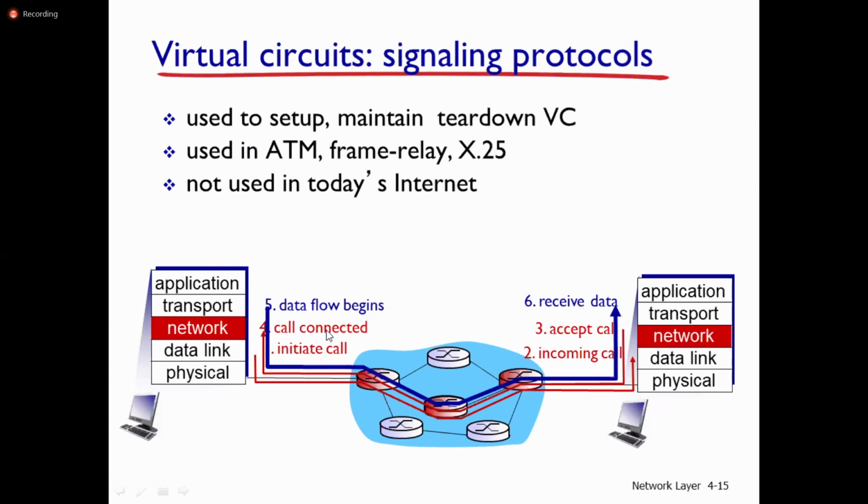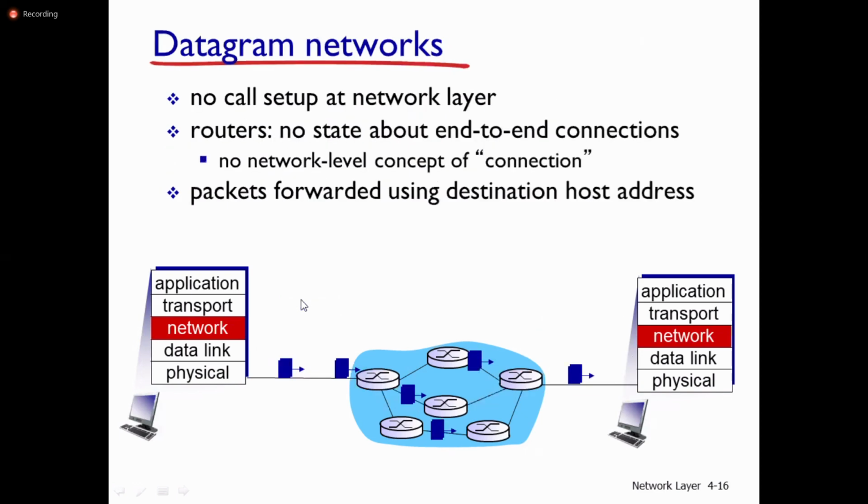Then the call is established between sender and receiver, and data exchange takes place. Now datagram networks: virtual circuits and datagram networks are completely different. In virtual circuits, there is a dedicated source to destination path. But in the case of datagram, there is no call setup and no dedicated path. Each datagram passes independently from sender to receiver.